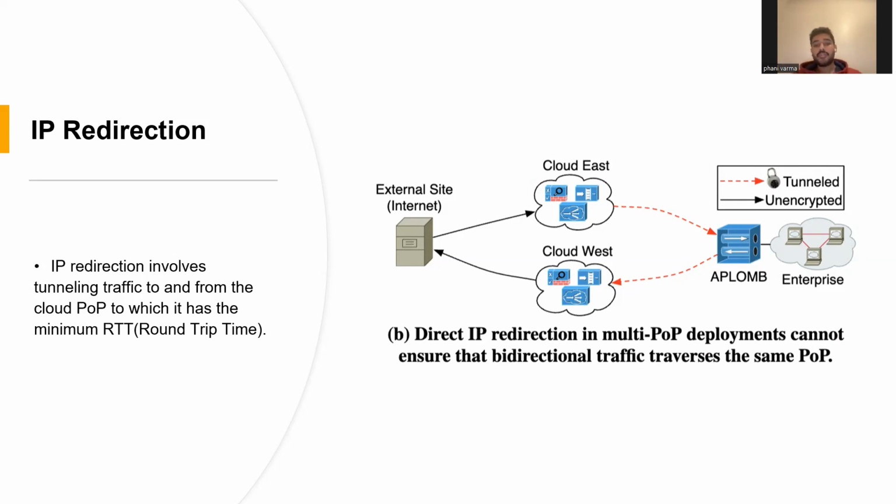Here we have another picture for IP redirection. Here we have the same external side, which is the internet. From there, the data passes, and we have two types of data, one is tunnel data and another one is encrypted data. This data travels through the cloud, and then it goes to the Aplomb gateway. Again, it is forwarded back to the internet side. This whole process we call IP redirection, and this diagram refers to IP redirection, where in multi-POP deployments bidirectional traffic transfer cannot be ensured.